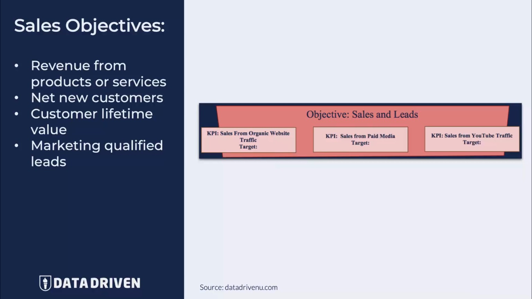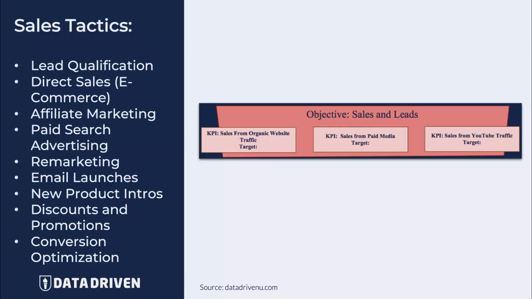So when you're looking at sales objectives from a marketing perspective, you're going to look at things like revenue from your products or services. That's an obvious one. Net new customers, customer lifetime value, and even leads that you generate from a marketing perspective that are qualified for your sales team. And some tactics you might deploy to get there: lead qualification, direct sales through e-commerce, affiliate marketing, paid search advertising, remarketing, email launches, new product intros, discounts and promotions, and conversion optimization.